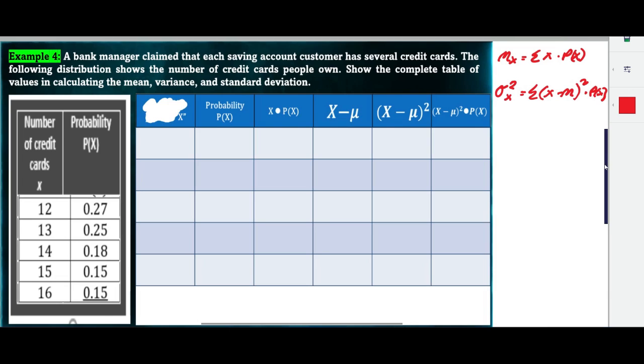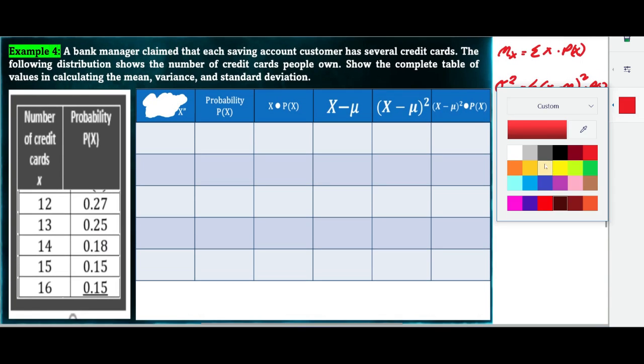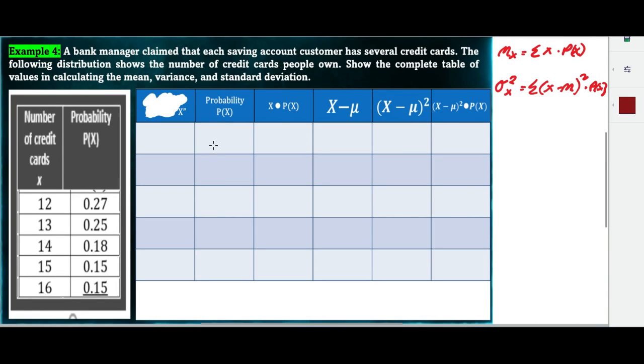Okay. So, I think we have to start na, no? Okay. So, let's start computing. Lagay lang muna natin yung mga values dito sa loob ng ating grid o ng ating table. We have 12, we have 13, we have 14, we have 15, and lastly, we have 16. Yung probability natin, 0.27, we have 0.25, we have 0.18, we have 0.15, and lastly 0.15.